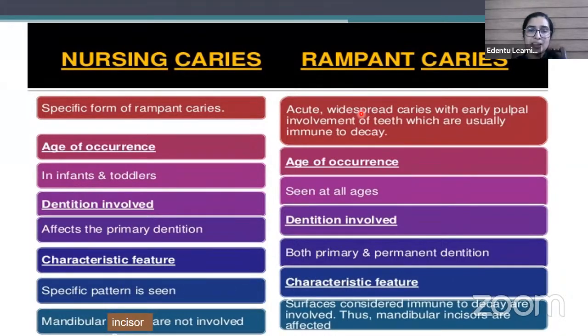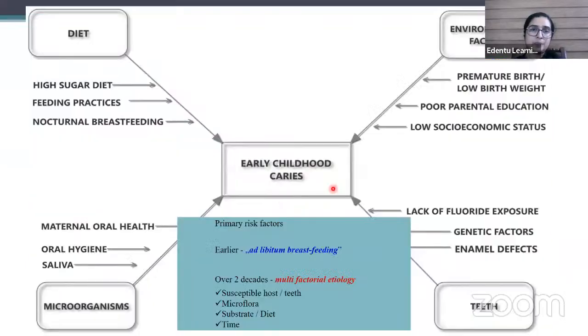Talking about rampant caries, there is acute widespread caries with early pulpal involvement of teeth which are usually immune to decay. It is seen at all ages, and both the primary and the permanent dentition are involved in rampant caries. The characteristic feature, and this one is most important, is that surfaces considered immune to decay are involved. That is, even the mandibular incisors are affected in the case of rampant caries.